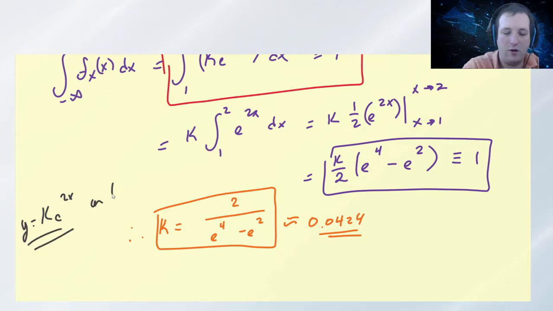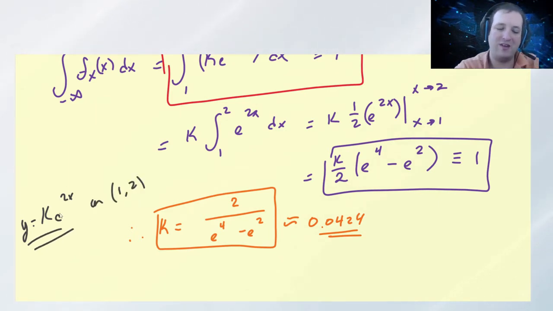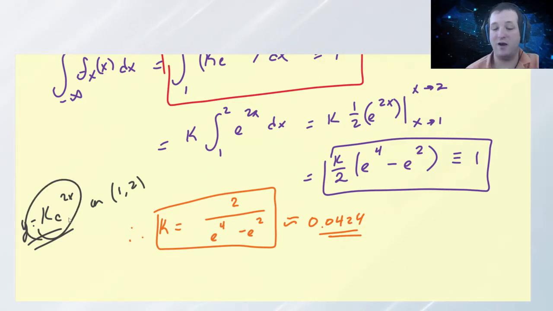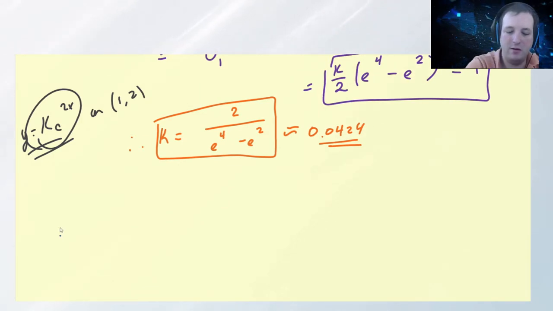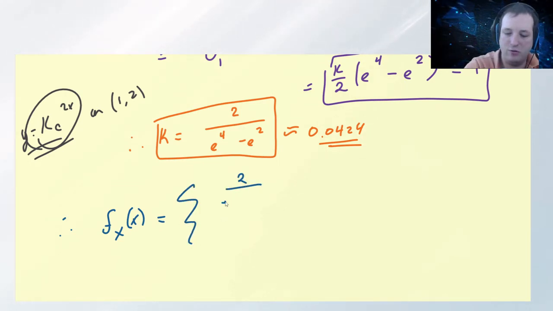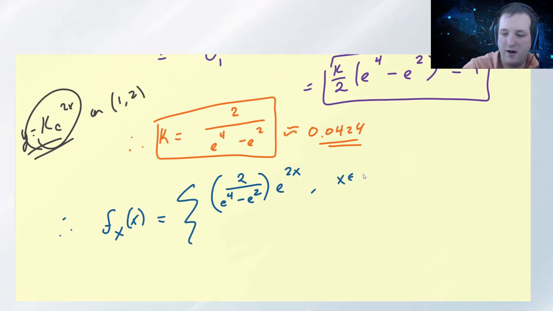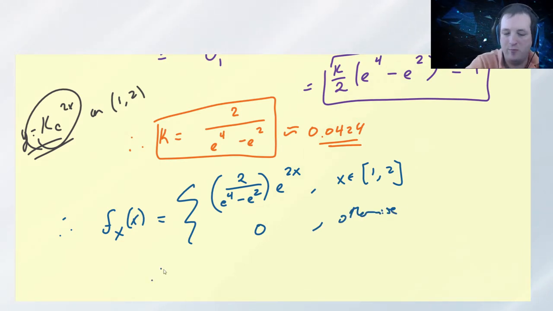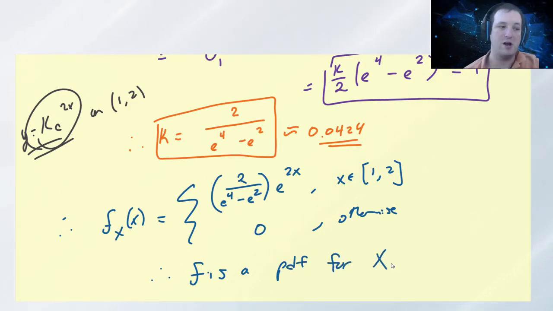So remember that our function was k e^(2x), right? So that's the function on the interval [1, 2]. And we know that if k is a positive number, that means this function is going to be positive on that interval. And clearly this value of k is a positive number, therefore this is a probability density function. So that means if we define f(x) equal to 2 over e^4 minus e^2 times e^(2x) for x belonging to the interval [1, 2], and 0 otherwise, then f is a probability density function for the continuous random variable X.